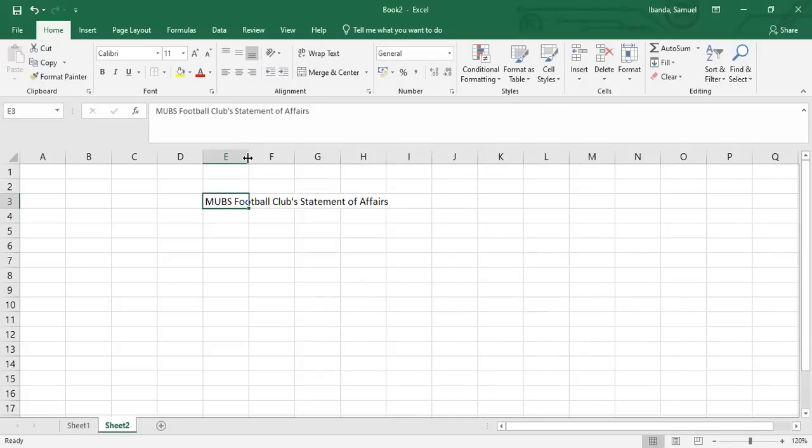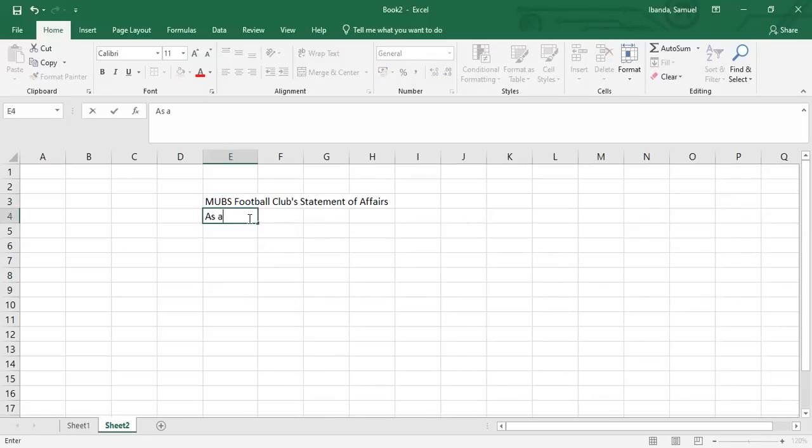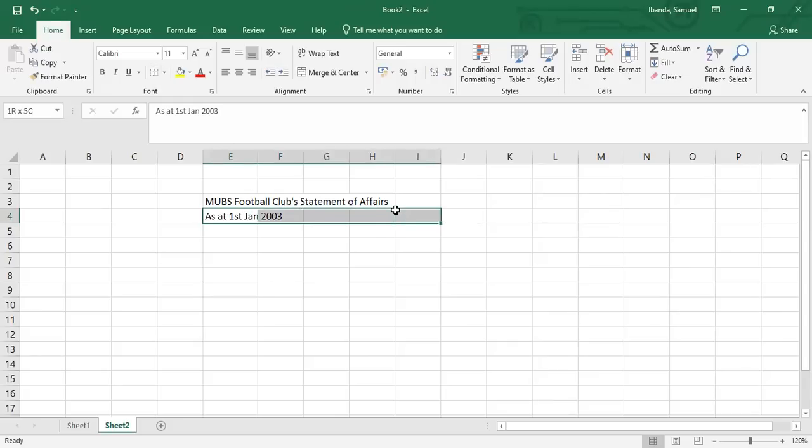So this is as at the start of the financial year, which is 1st Jan 2003. 1st Jan 2003, four zeros. Once we have our heading right there.